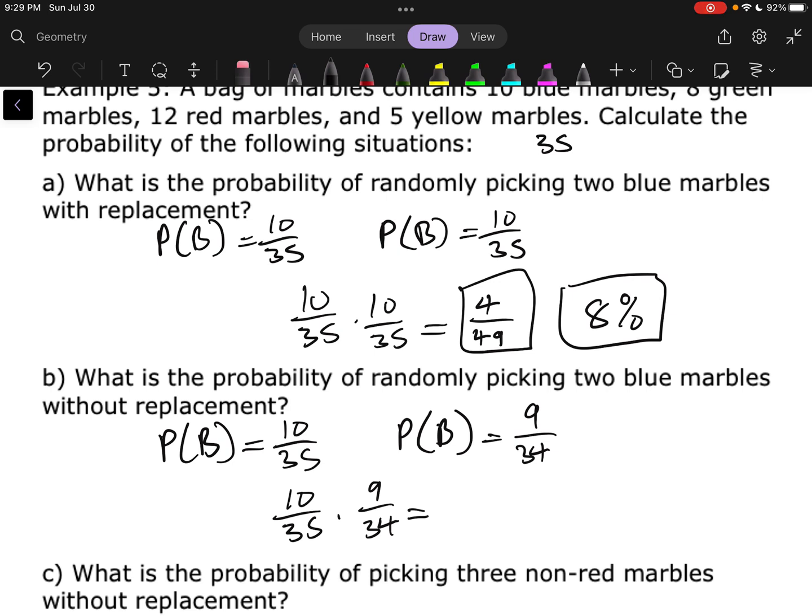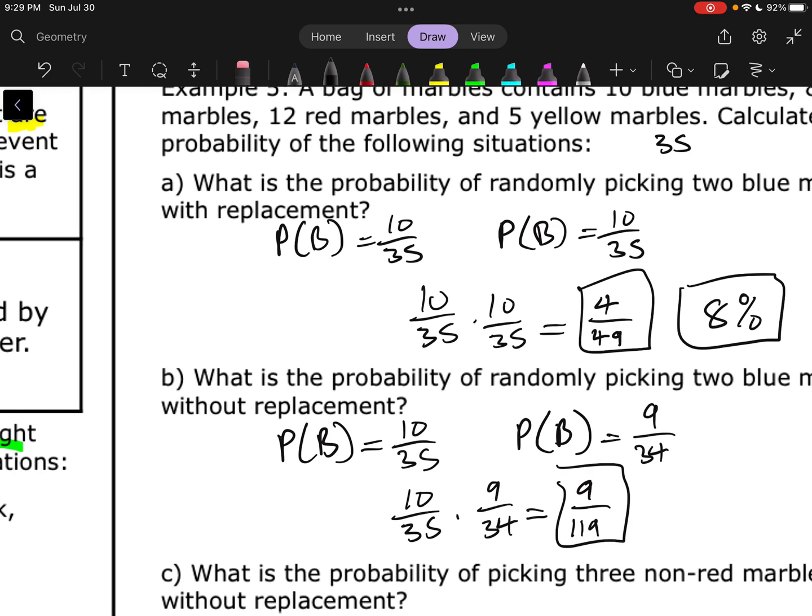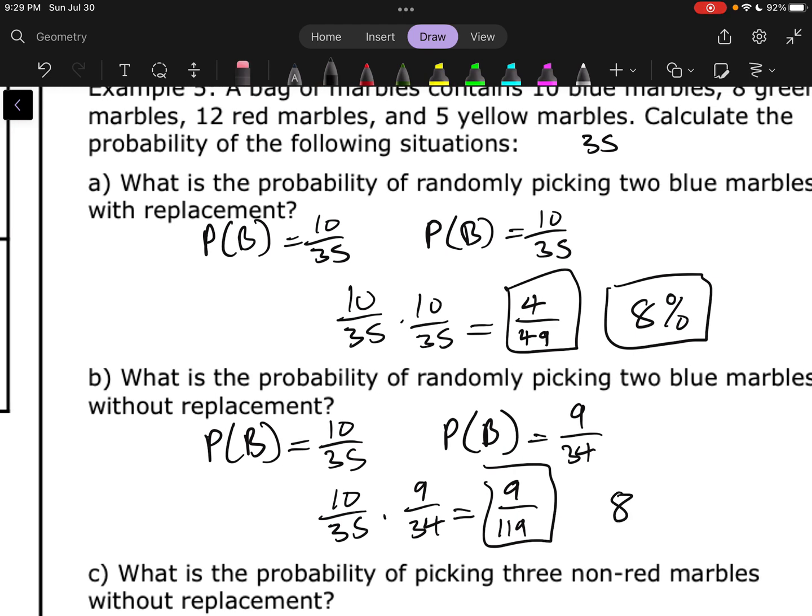So let's see what happens this time round. This time around, it's 9 over 119. And as a percent, we've gone up to 0.075. So it's still about 8%. So that hasn't really changed much. But we did see that without rounding, it definitely did change.